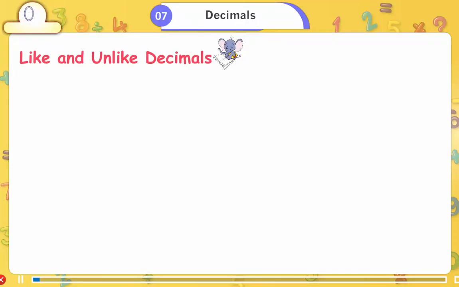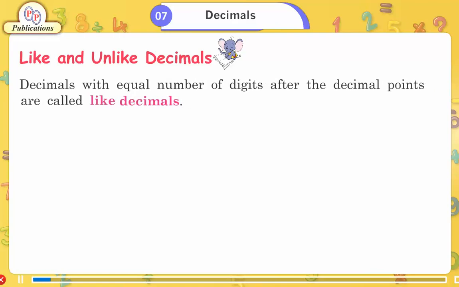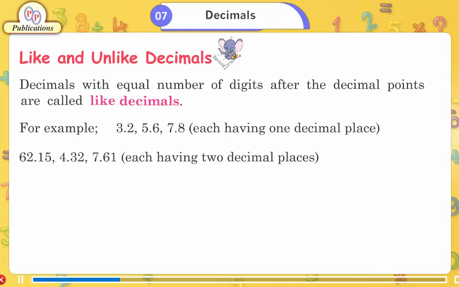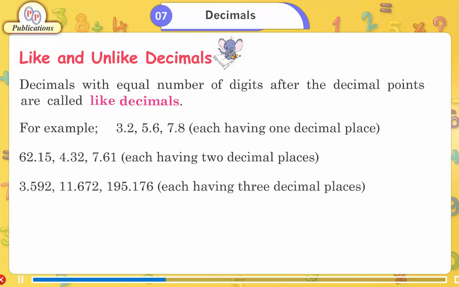Like and unlike decimals. Decimals with equal number of digits after the decimal point are called like decimals. For example, 3.2, 5.6, 7.8, each having one decimal place. 62.15, 4.32, 7.61, each having two decimal places. 3.592, 11.672, 195.176, each having three decimal places.